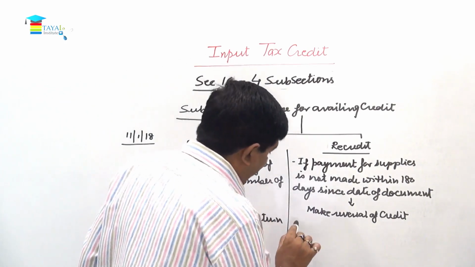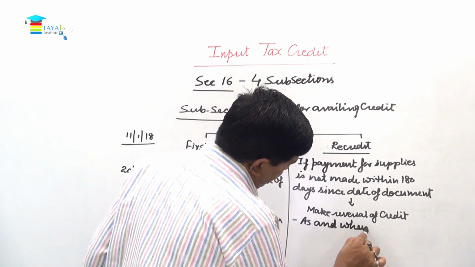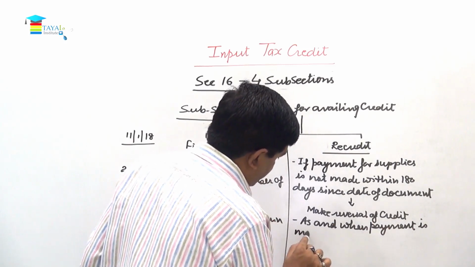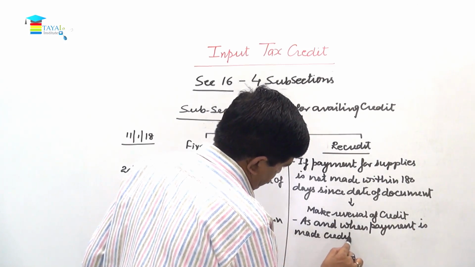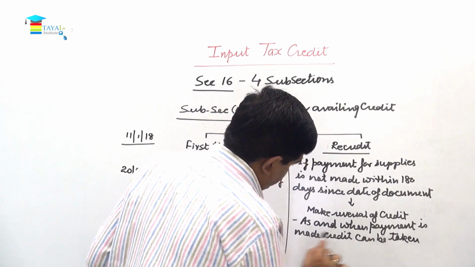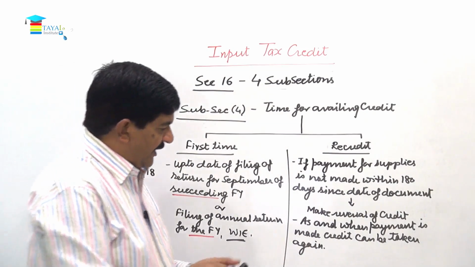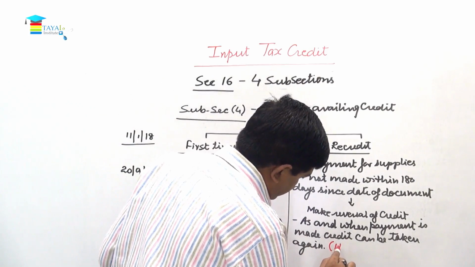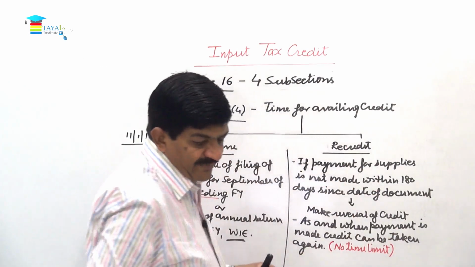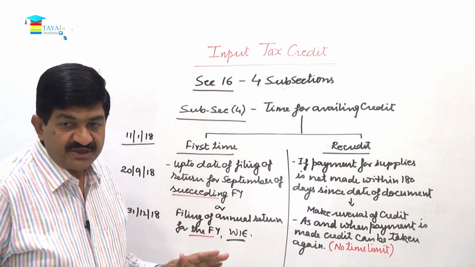So in the case of availing the credit again, time limit does not apply. So here, as and when payment is made, credit can be taken again. And for this you can write in the bracket, no time limit is applicable. Okay, so this is entire section 16.